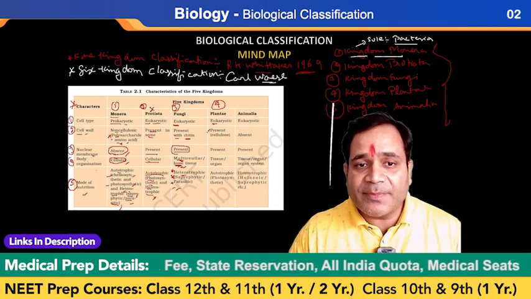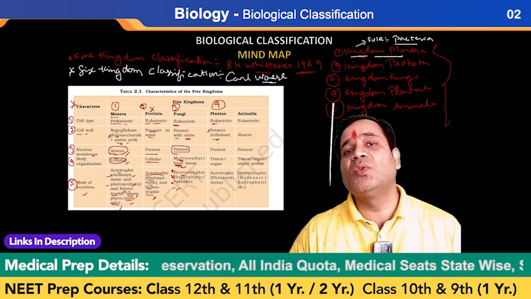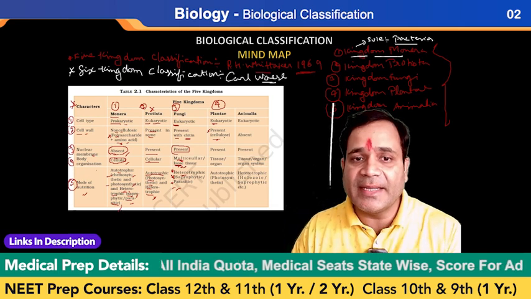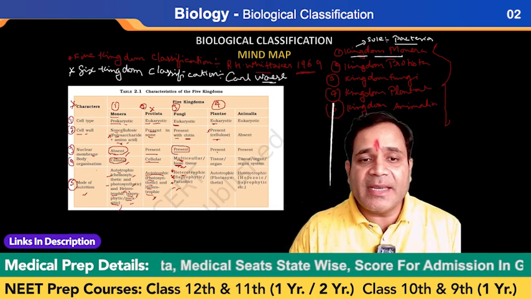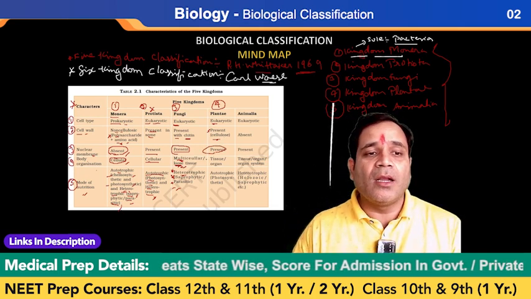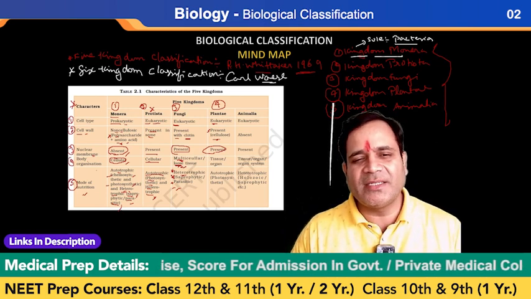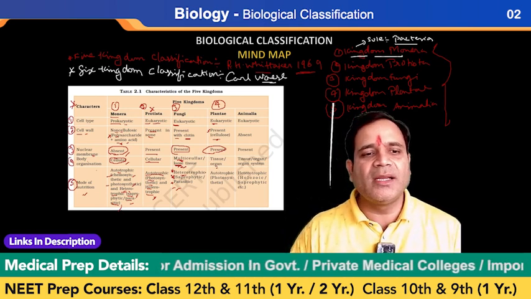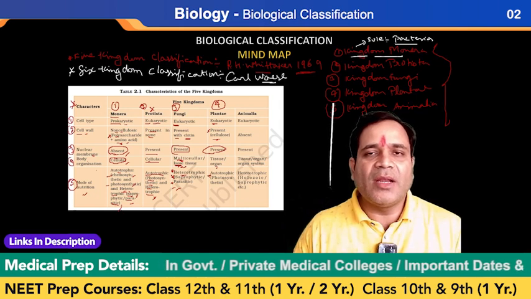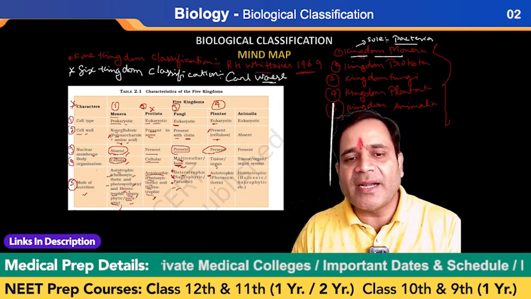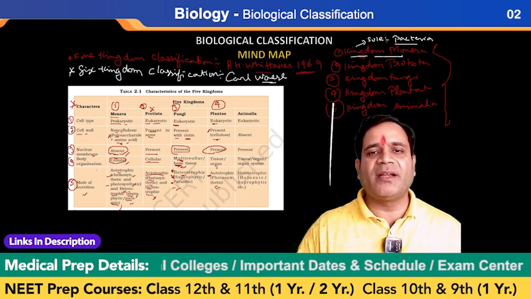Cell wall, yes, present in plant. That is cellulose. Cellulose means what? Fiber. Yes. And nuclear membrane is here. Yes, definitely present. Now the body organization: tissue, and some are organ system level of organization. And mode of nutrition is what? Only and only here is what? Autotrophic. That is photosynthetic, not chemosynthetic, my dear.